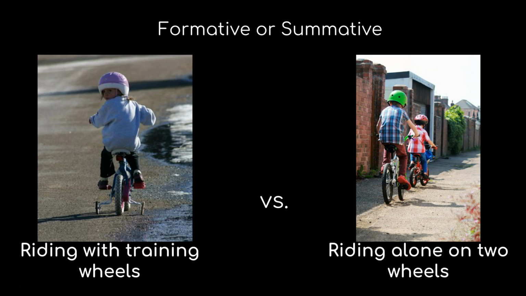Alright, one more example. Images of a child on training wheels versus riding alone on two wheels. Think again for a moment about the image that best represents formative and which best represents summative.